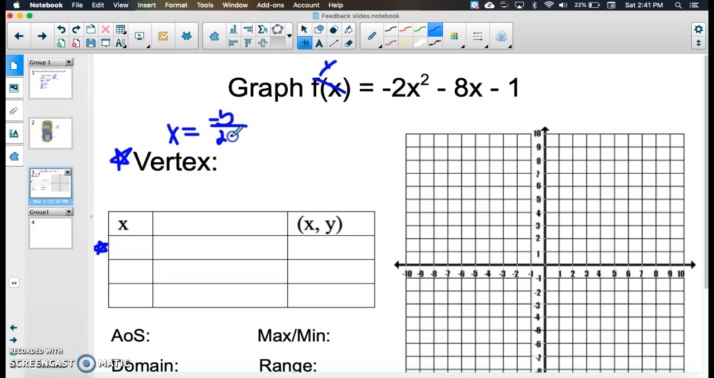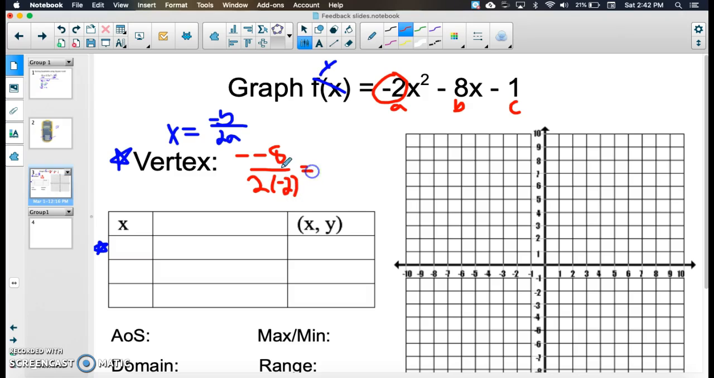Sorry, I don't have a pen. I'm writing also with my finger. It's kind of challenging. So when looking at our equation, we have a, b, and c. So we're going to take negative b. b is negative 8 already, so it's going to be negative 8 over 2 times a. And a is this negative 2. So we'll write negative 2.